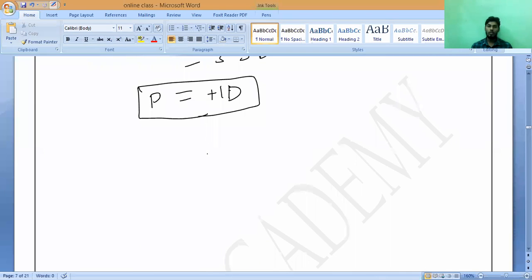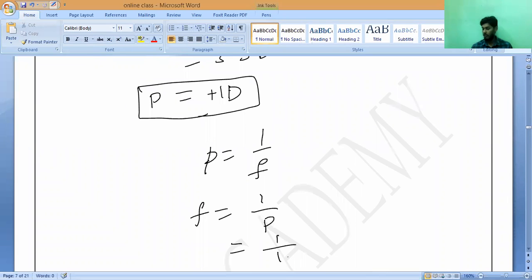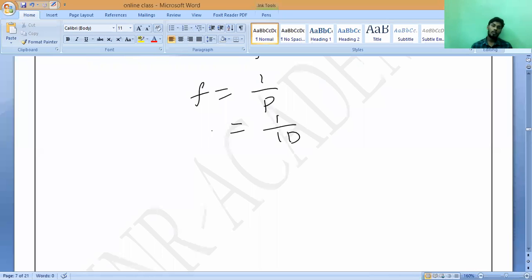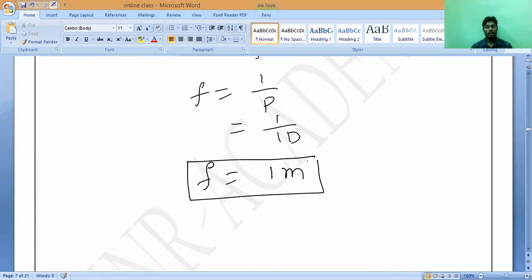So power P is equal to 1 by F, so F is equal to 1 by P, which is equal to 1 by 1 dioptre, which is equal to how much? F is equal to 1 by 1 dioptre, which means 1 meter, which is equal to 100 centimeter. Do you understand, Ira?